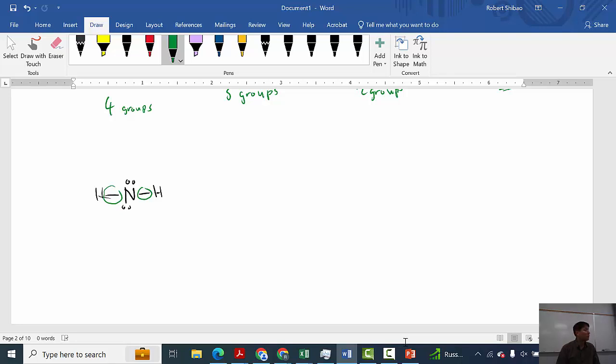How many groups here? 4. Yeah. 4. What are they? The two hydrogen and the 2 lone pairs. Yeah, we have 2 single bonds and 2 lone pairs. Which one has more cloud density? Would it be on the nitrogen, the 2 lone pairs? Yeah, the 2 lone pairs, which are concentrated there.